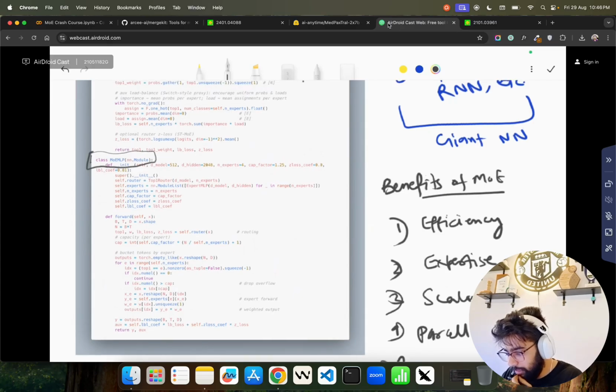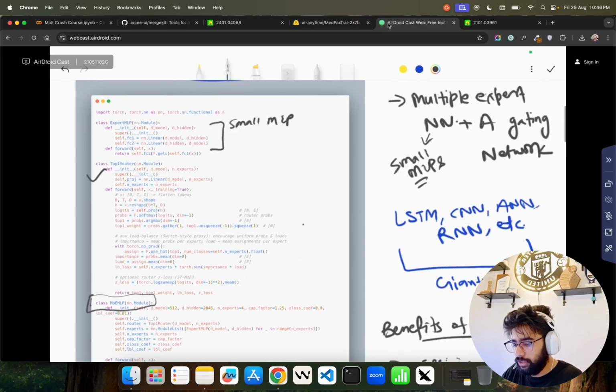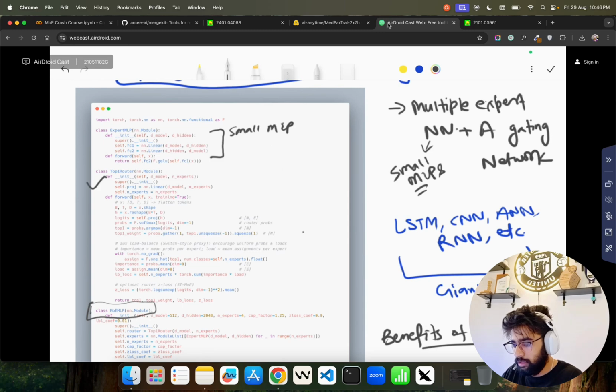Yes, that makes sense. Capacity per expert, which is here. Bucket tokens by expert. So let's go through that step by step.